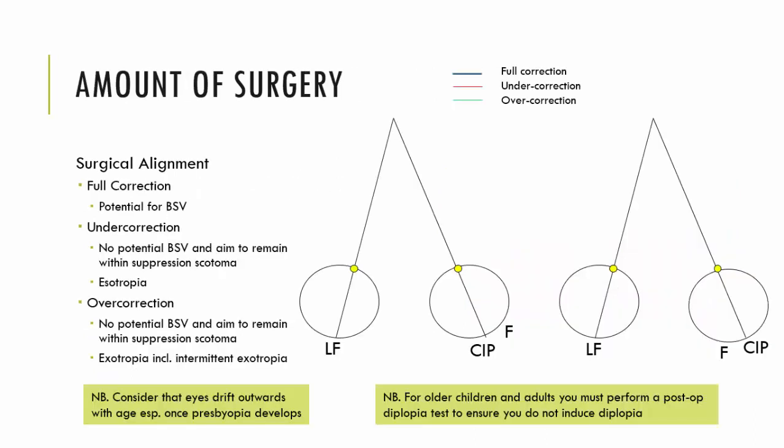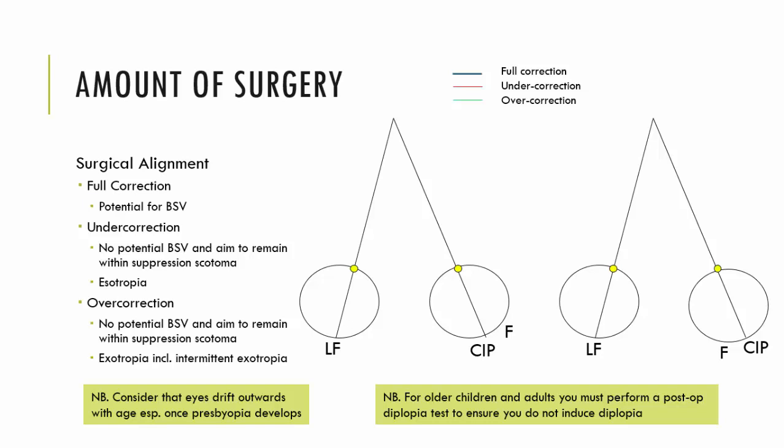Let's now move on to the amount of surgery. How do we determine the amount of surgery? Well, there's three options we have. We can either fully correct the deviation, we can undercorrect the deviation, or we can overcorrect the deviation. A few things will influence our decisions with regards to this.